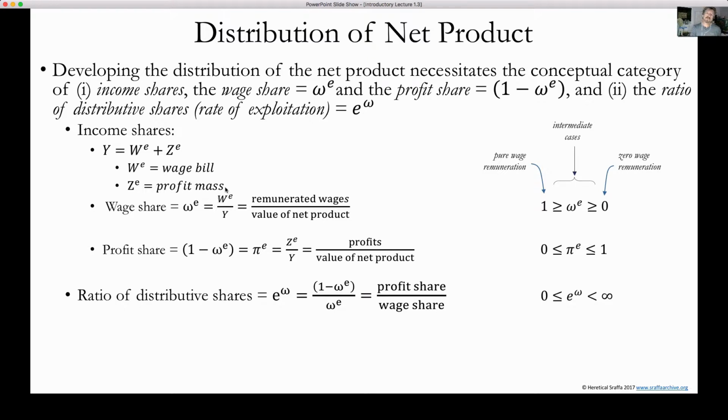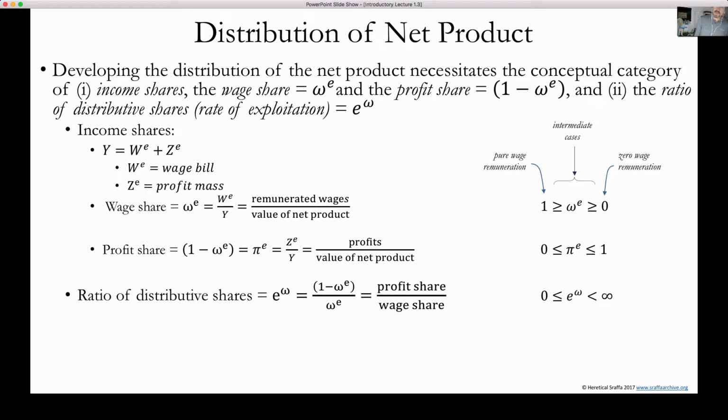The wage share is equal to wages over value added, remunerated wages over the value of the net product. The profit share is going to be 1 minus the wage share, or profits over the value of the net product. And the ratio of distributive shares, your rate of exploitation, E, is just going to be the profit share over the wage share. And then here you can see I have all three of our variables expressed in terms of the values that are associated with the different regimes of distribution.